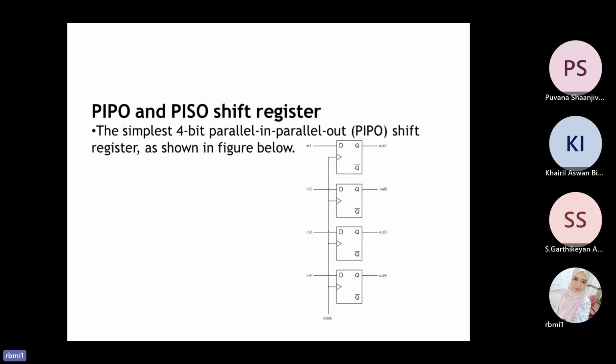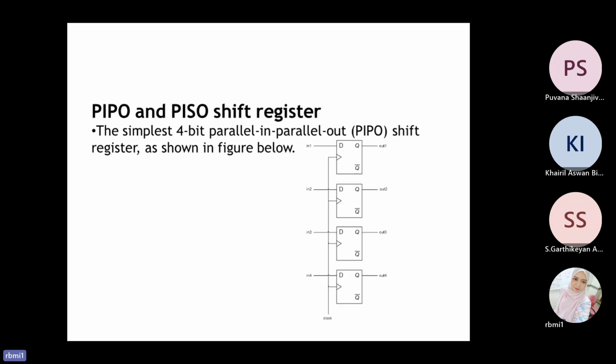Next one is parallel input and parallel output. Okay, this one is parallel input and parallel output. The combination is like this one here. It has 4 bits. If it is 5 bits, then just add another D flip-flop. In parallel in, parallel out mode, data is entered in parallel and shifted out in parallel all at one time. Look at the output, it comes from each of the bits, each of the flip-flops.